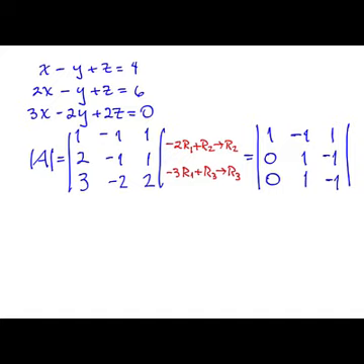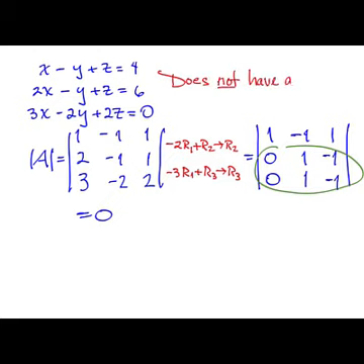And notice that the last 2 rows are identical. And we had another theorem that said when you have 2 identical rows in an n by n matrix, then the determinant has to be 0. So we found that the determinant of the coefficient matrix of the system is 0, and that means that the system does not have a unique solution.